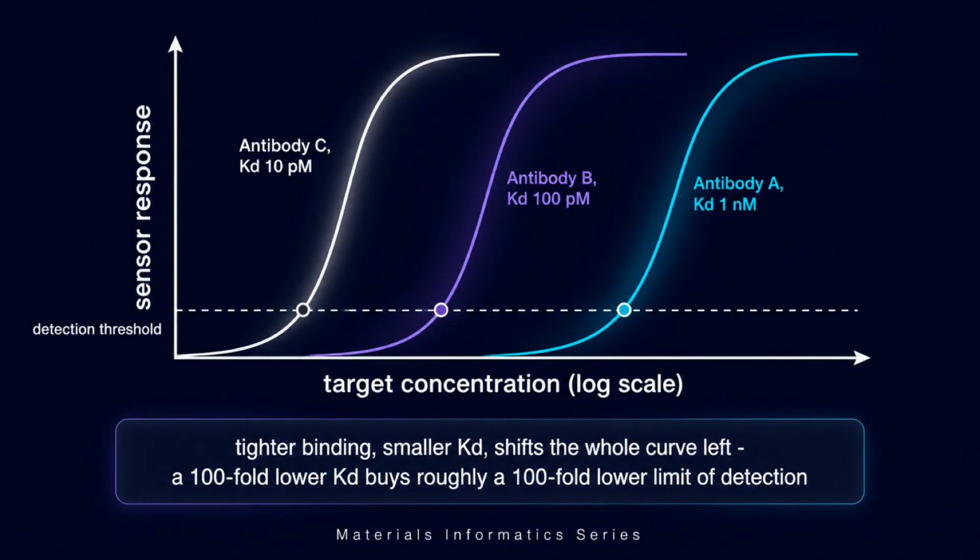This Langmuir binding curve shows how lower dissociation constant Kd leads to higher sensitivity. Antibody A with Kd of 1 nanomolar has a limit of detection around 0.18 nanomolar. Antibody C with Kd of 10 picomolar achieves LOD of just 0.0018 nanomolar, 100 times more sensitive.